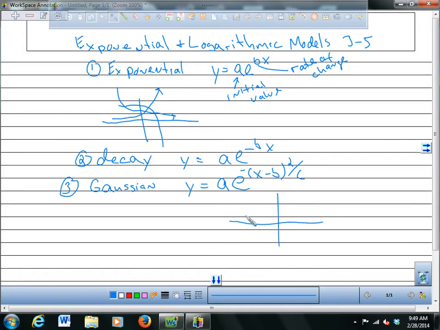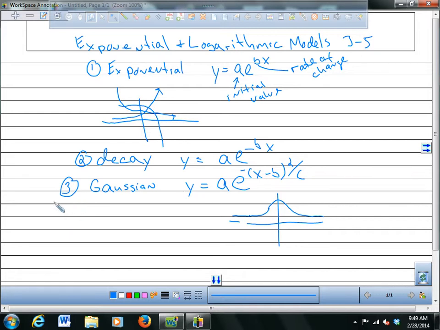So something like this, it doesn't go back up, it kind of goes left. You know about bell curves, right? That's how they do standard deviations and all that kind of stuff. And so we're not really going to talk about that form too much.